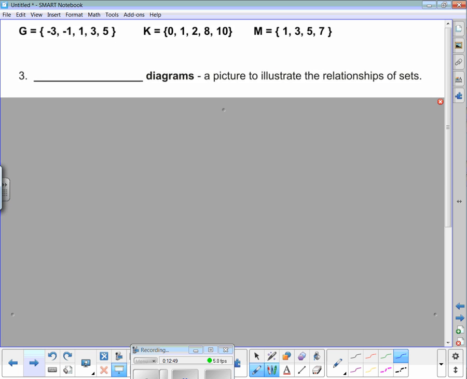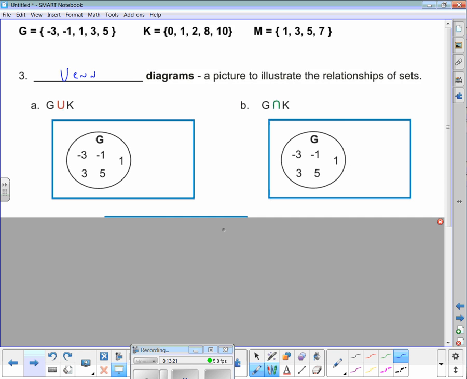All right, let's turn the page. And we've got 3 more example sets, set G, set K, and set M. And all 3 of these sets are what kind of sets? And hopefully you're thinking the word finite. All right, so we have 3 finite sets. Now let me introduce you to another term here, and it's Venn diagram. V-E-N-N, Venn diagram. A Venn diagram is a picture to illustrate the relationships of sets.